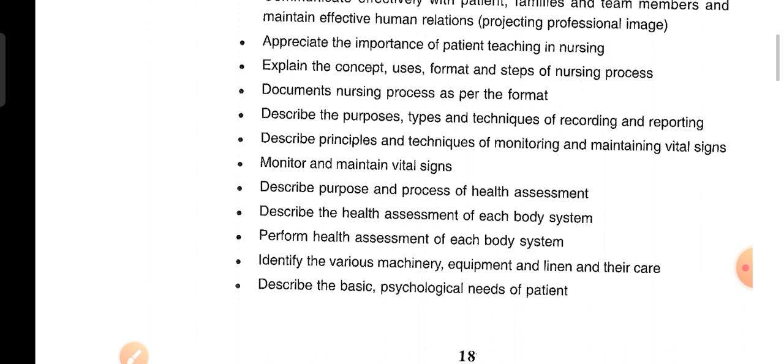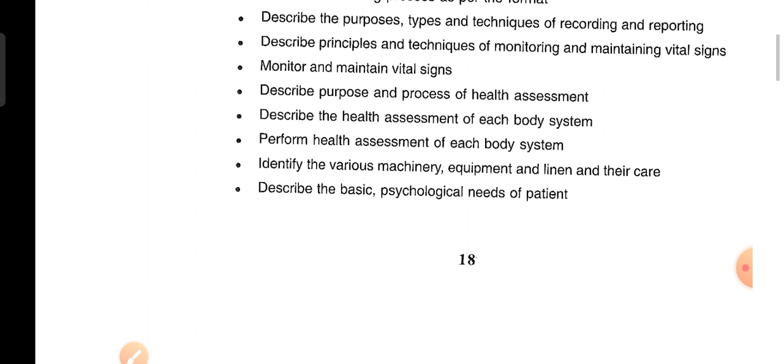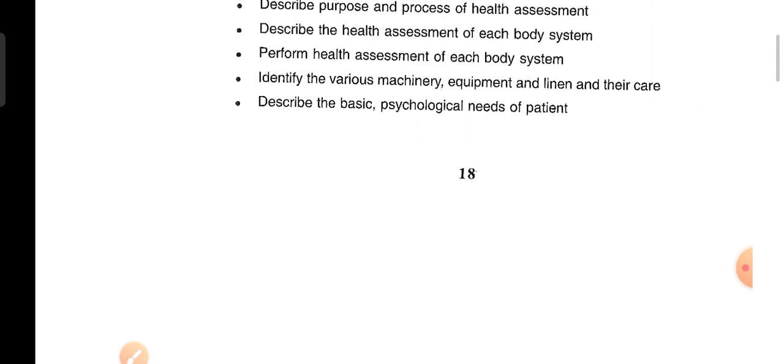Okay, one process will be there, you have to be able to describe. Next, describe the health assessment of each body system from head to toe. We have to be able to describe the health assessment of each body system of each person. Next, perform health assessment of each body system. Okay, next, identify the various machinery, equipment and their care.